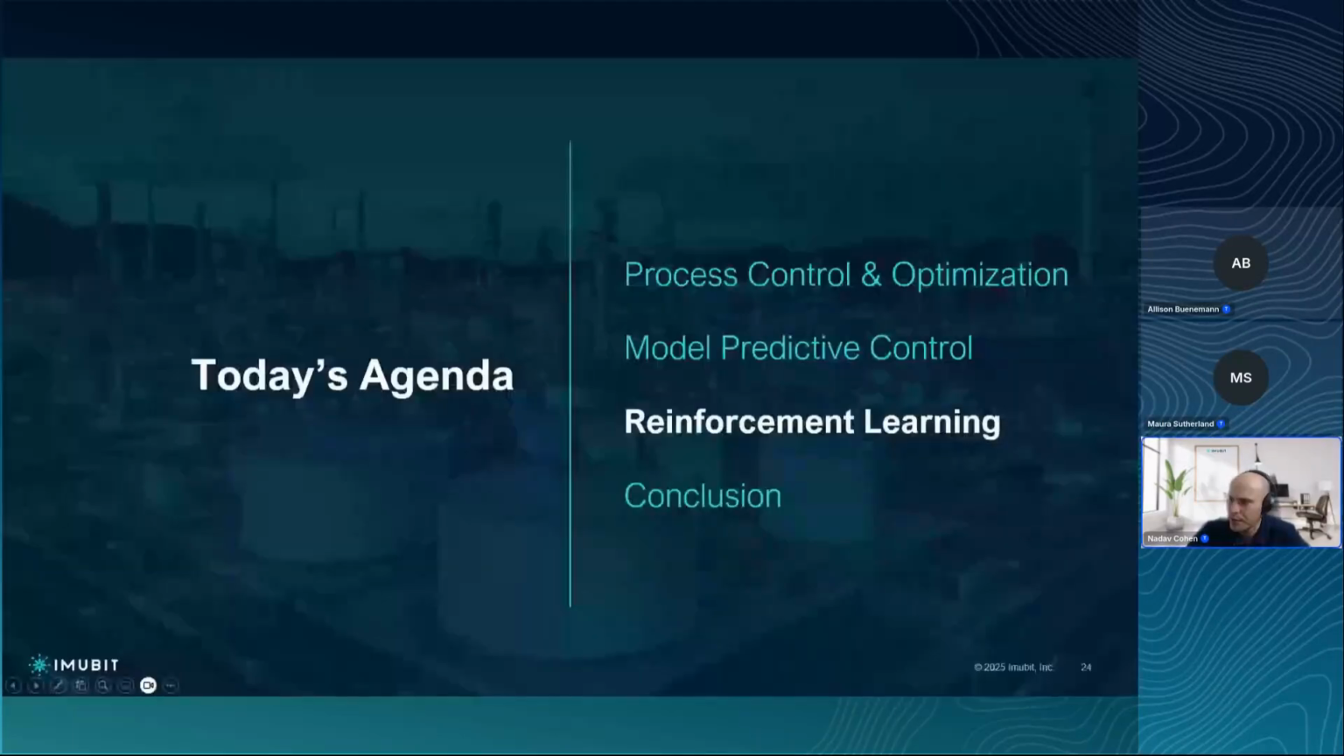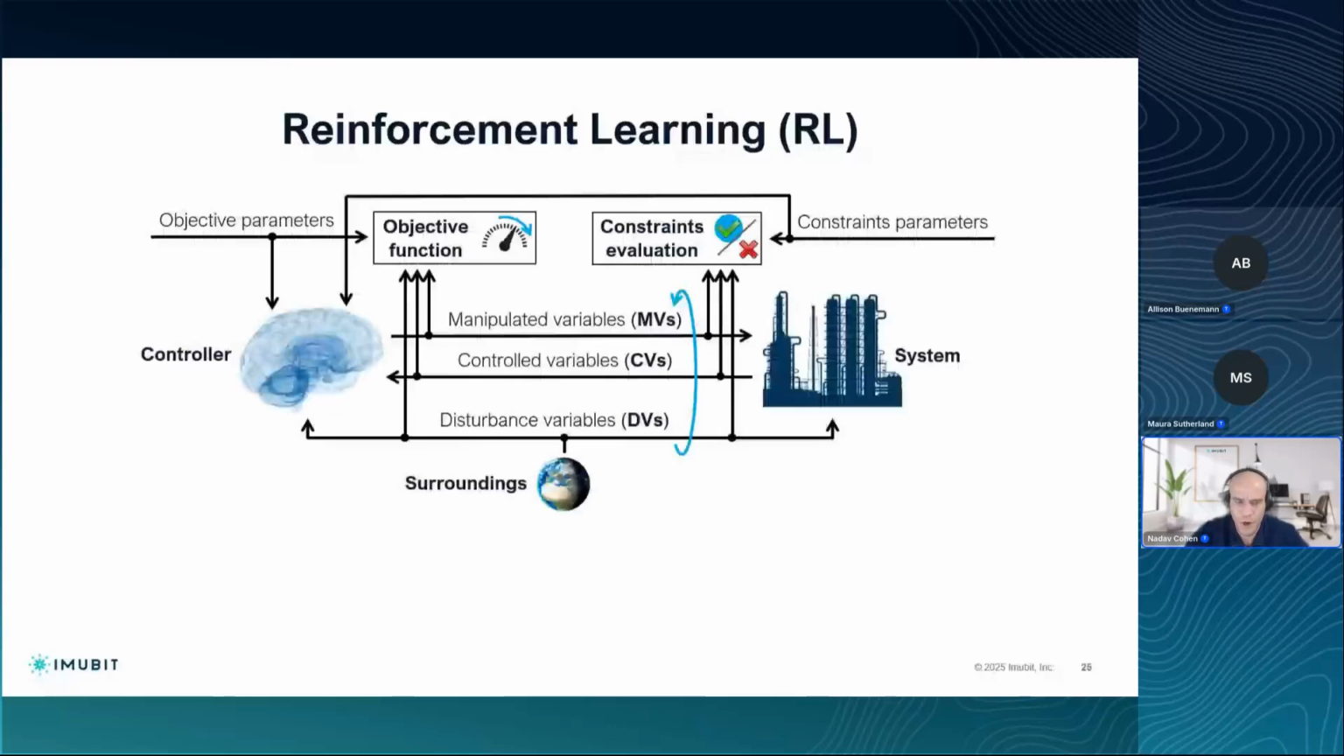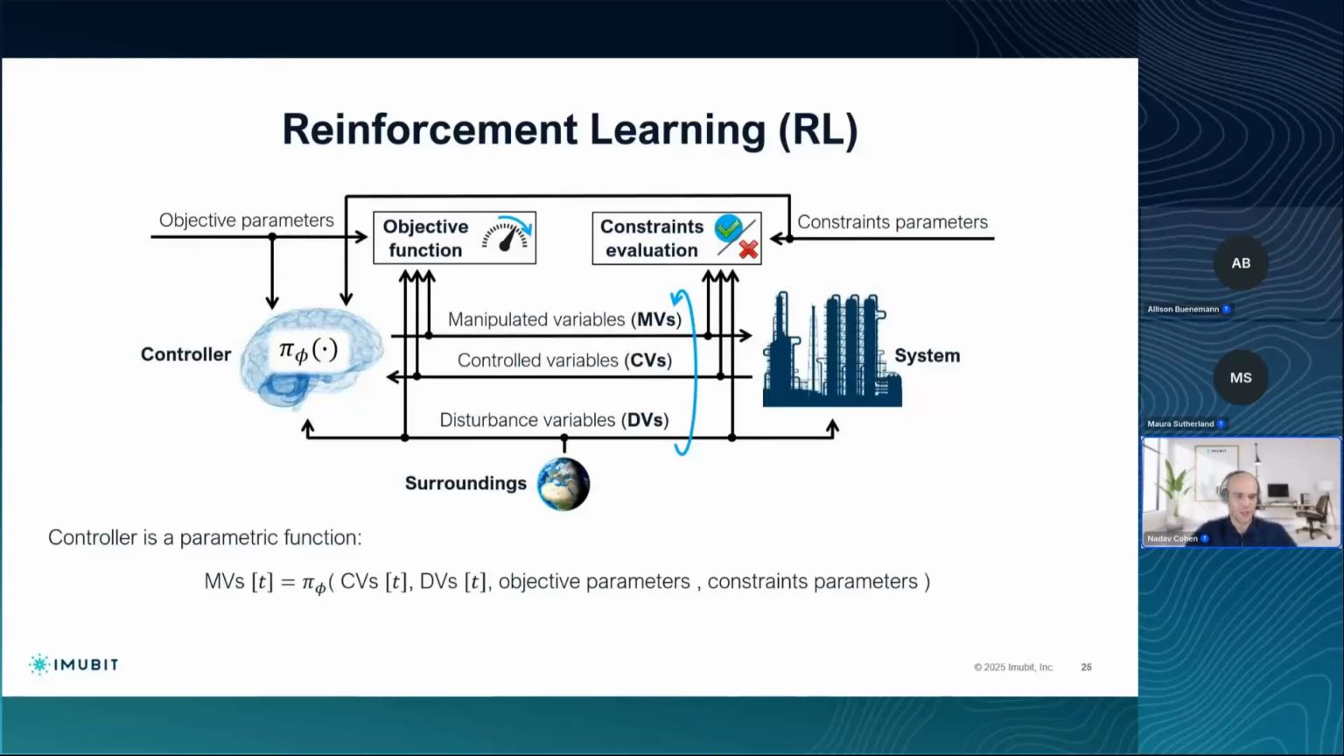Okay. And now let's move on to talk about reinforcement learning. In reinforcement learning, we are tackling the process control and optimization problem that we saw before. And now our controller, instead of being implemented with a solver, it's just a function, okay? Pi of phi. Okay? It's a parametric function. The MVs at the current time step are set by a function, pi, and that function depends on the CVs, the DVs, the objective parameters, and the constraint parameters. And that function has parameters, okay? It's a parametric function, phi, and these parameters, phi, are set through experience, meaning through trial and error.